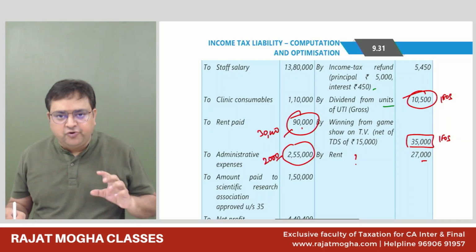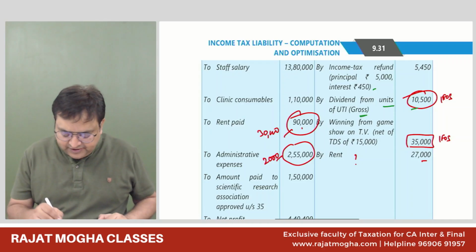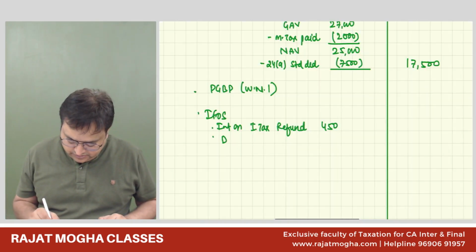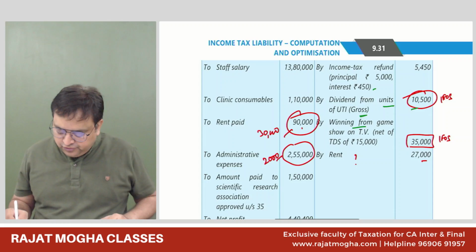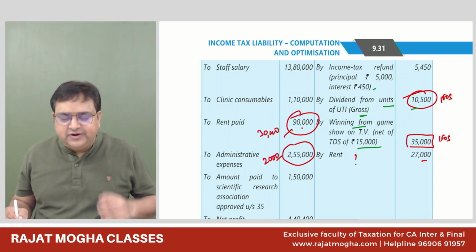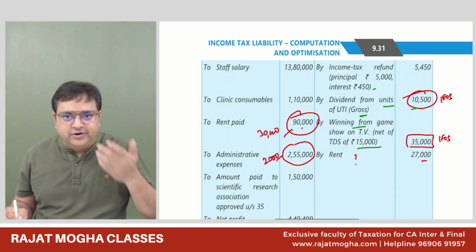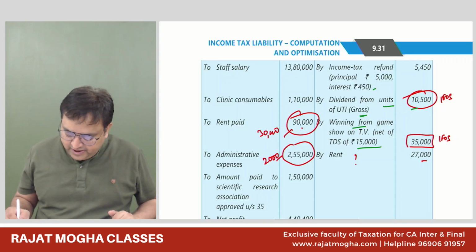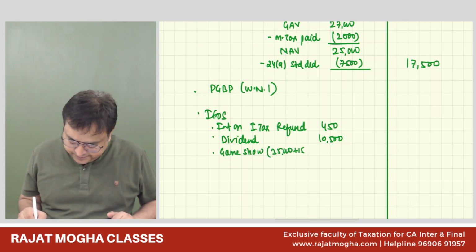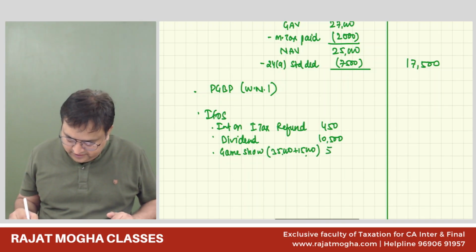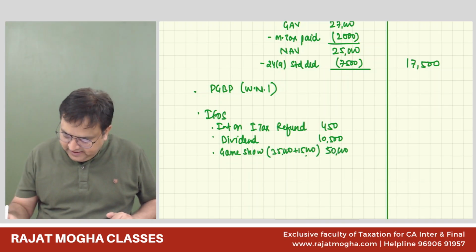Dividend, that should be gross. So it is already gross, 10,500. Then we have winning from game show, 35,000, but it is net of TDS 15,000. So we have to take the gross value before TDS, so you have to add back the TDS. So 35,000 plus 15,000, 50,000. This is the game show income.